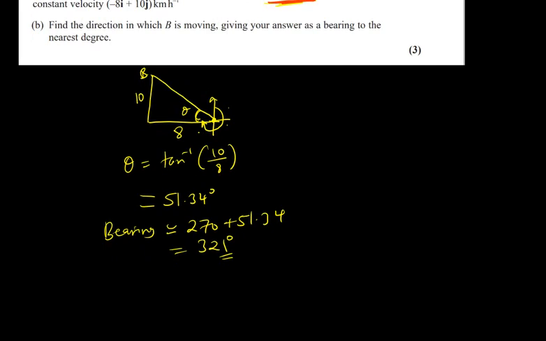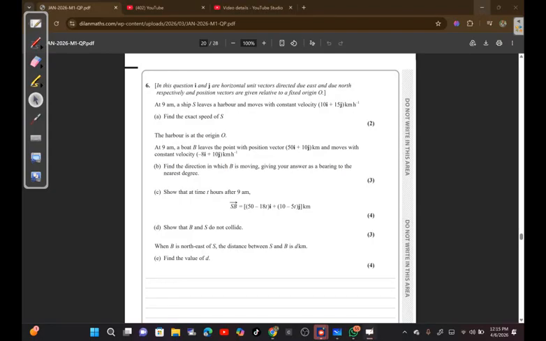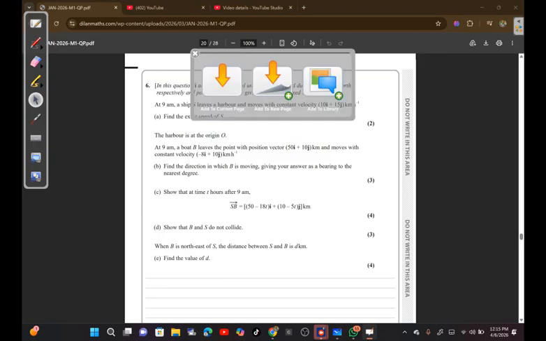Now next part, we are having the third part, that is part C. We need to show that these points are not colliding.